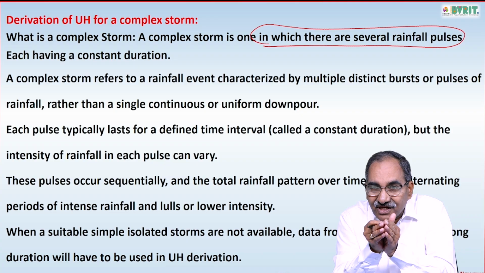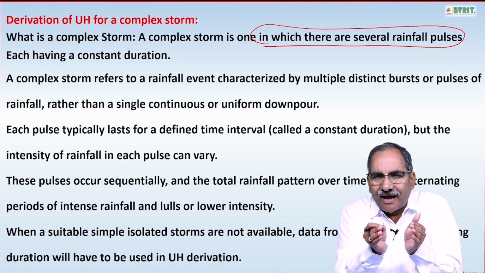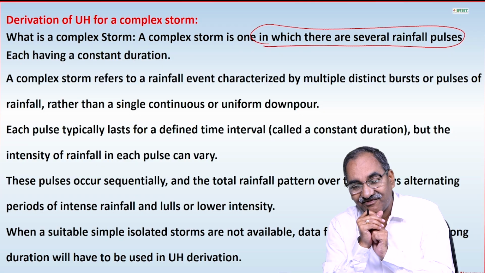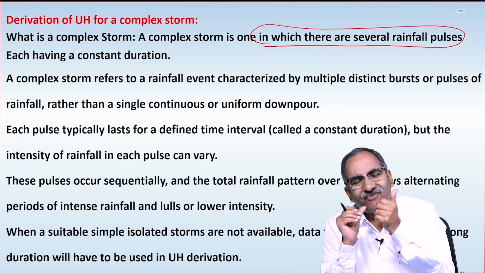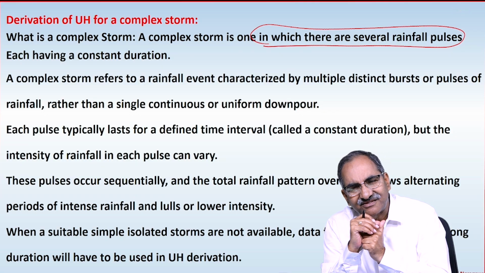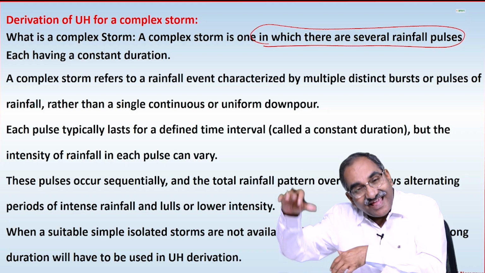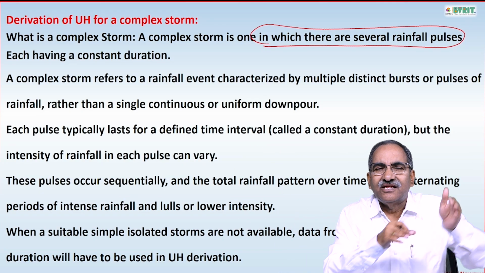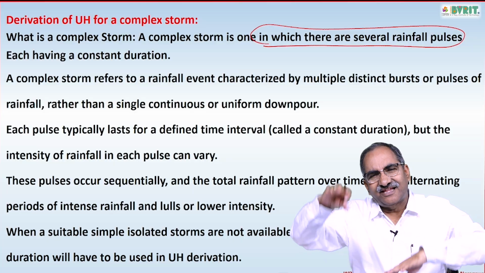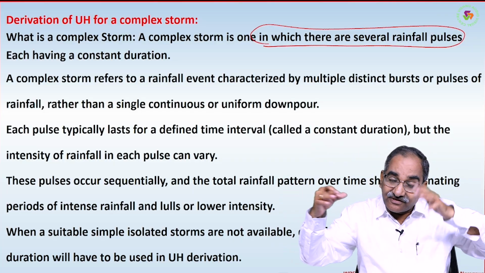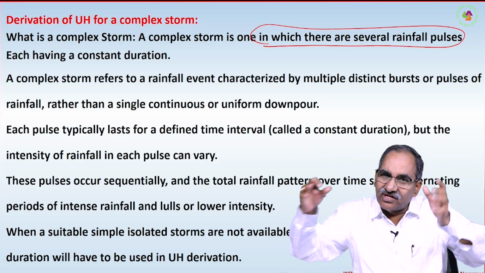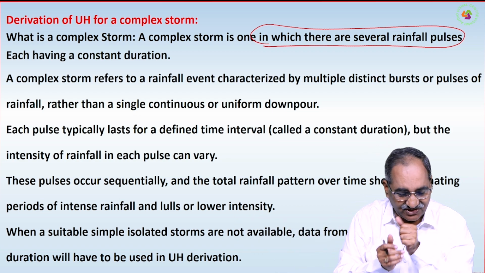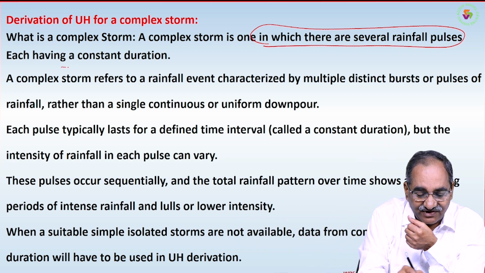Then afterwards, there is a small gap. Then again, another rainfall event has occurred, with a rainfall intensity of 6 centimeters. Then a gap, then again one more has occurred. Gap in the sense that not much. The rainfall is increasing, decreasing, increasing, decreasing. It's a continuous rainfall event. That total is called a complex storm. So each pulse has a constant duration.